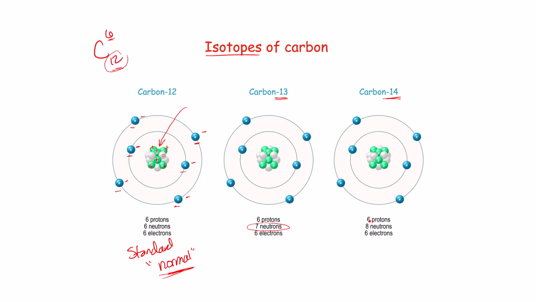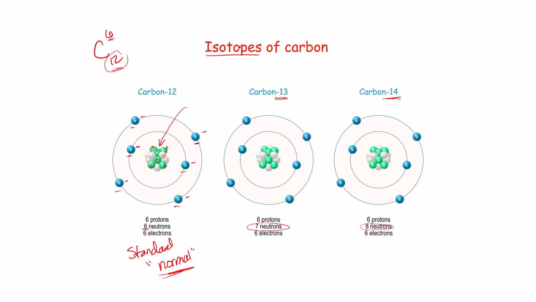It still has 6 protons, so it still behaves like carbon. It's still called carbon. It has 6 protons, but in this case, it has 8 neutrons, which again is more than it should have. It should have 6, but it has 8. And so that is an addition of 2 neutrons, which again is an isotope of carbon.